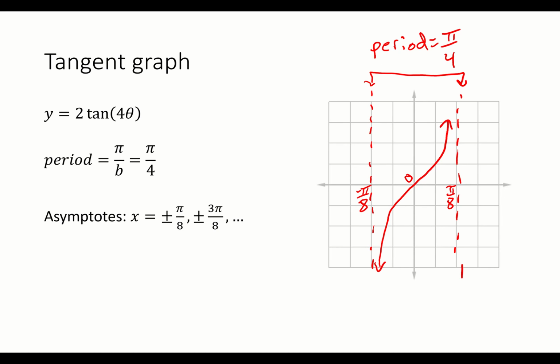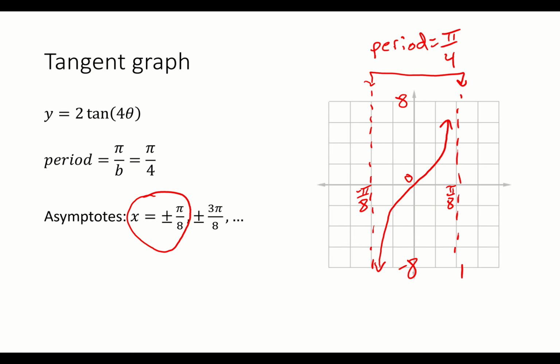So what am I going to do for the vertical scale? Well, the lead coefficient's a 2, so I'm just going to scale vertically by factors of 2. So 2, 4, 6, 8 up at the top there, negative 8 on the bottom. And where are the asymptotes located? On my graph, I just see two asymptotes, x equals plus or minus pi over 8.